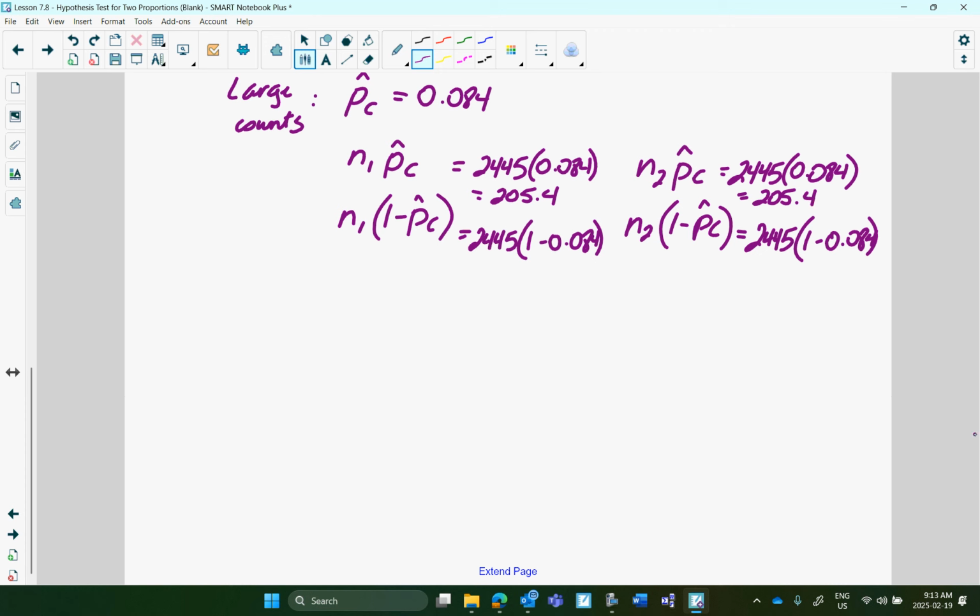And then when we do each sample size times 1 minus the combined proportion, we get 2239.6. Means this is going to be the same answer. And then I'm just going to write under here, all greater than or equal to 10. So we're good. We can do the calculations that we're going to do.